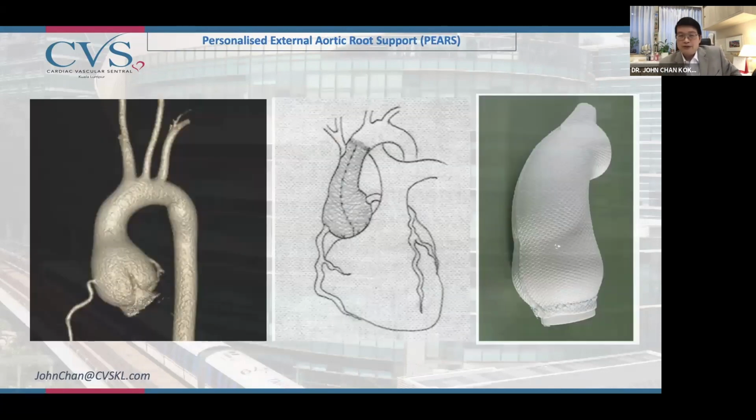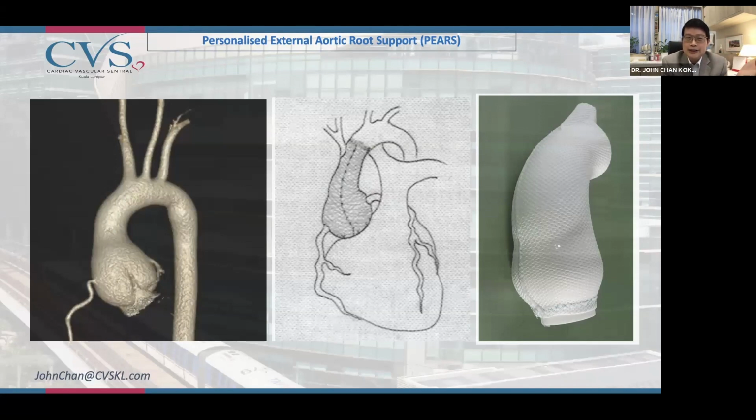So obviously, although open aortic root replacement surgery and open aortic arch replacement surgery is a much lower risk operation than surgery on aortic dissection, nonetheless, it is still a big operation because, if you can imagine, we have to replace the parts of the aorta which connect the heart to the brain.